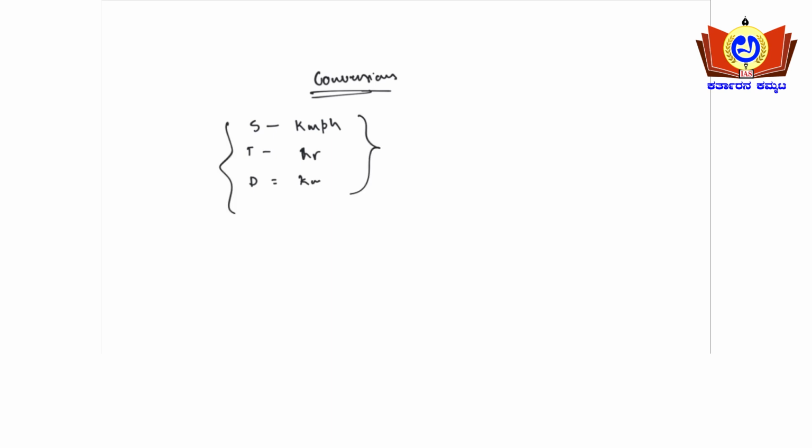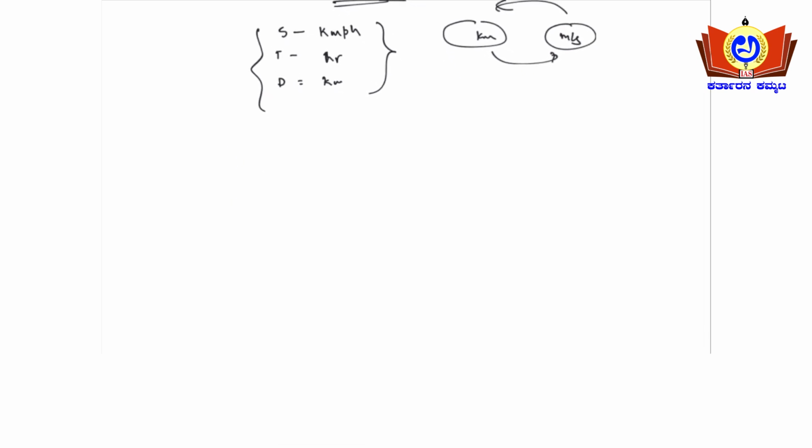Okay, if in a single question some data is given in kilometers per hour and they have asked for the answer in meters per second, then what will you do, or vice versa conditions. Now we know that 1 kilometer will be equal to 1000 meters, right? Just don't consider hour here.